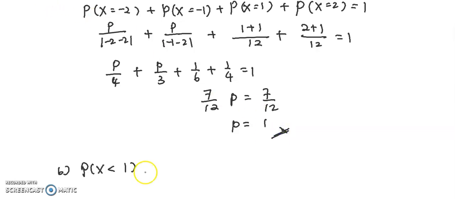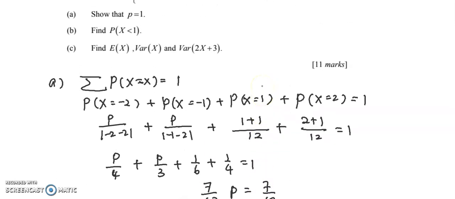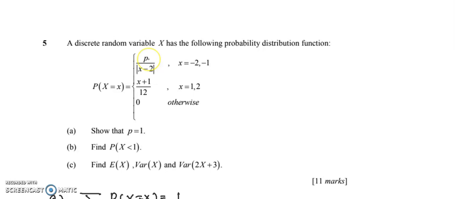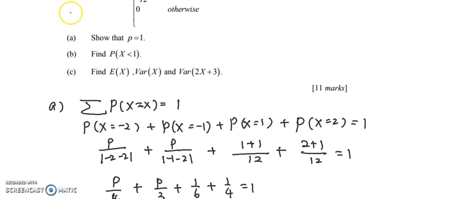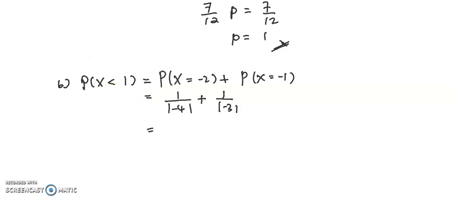For the question, probability X less than 1, we need to find P(X = -2) plus P(X = -1). Substitute -2 into its function and -1 into its function, where p has already been substituted as 1, because in part A you already proved that p equals 1. Then sum them, and you will get 7/12.